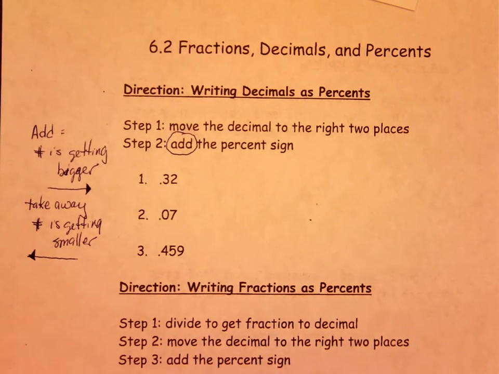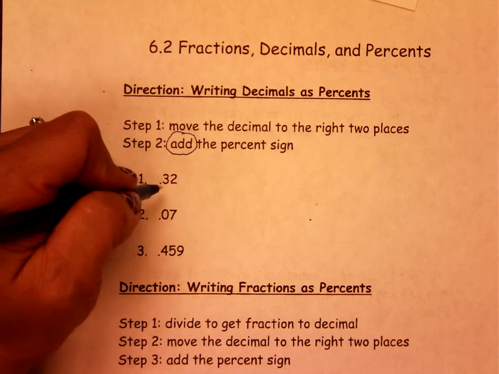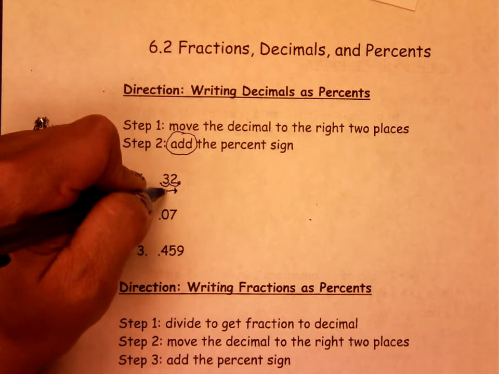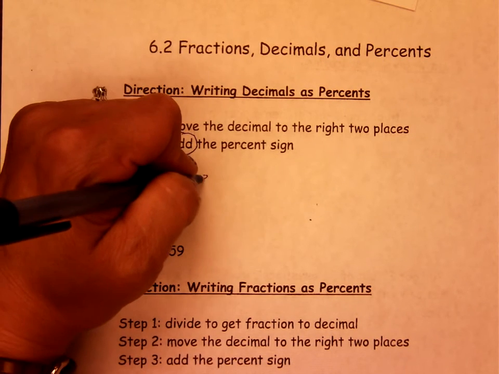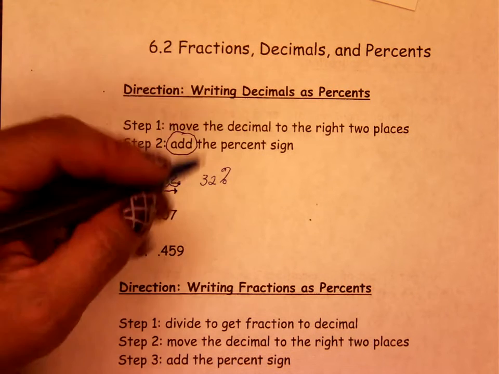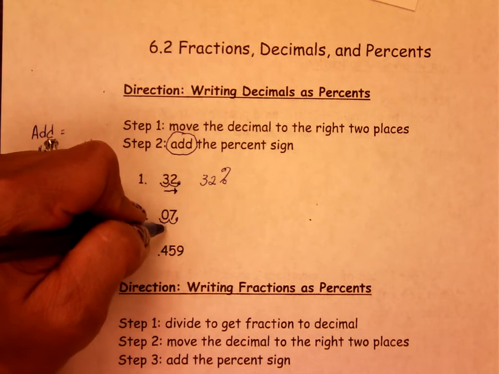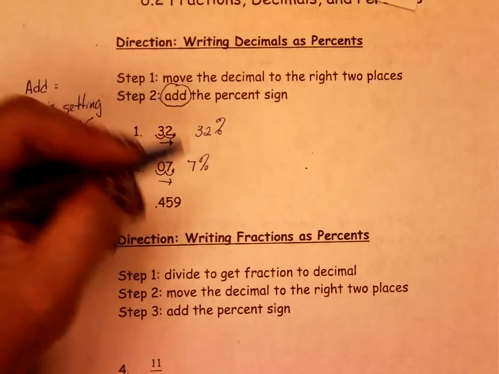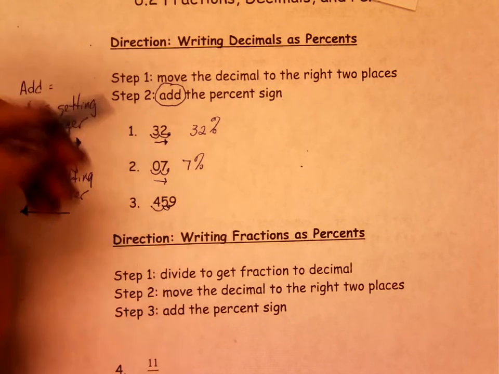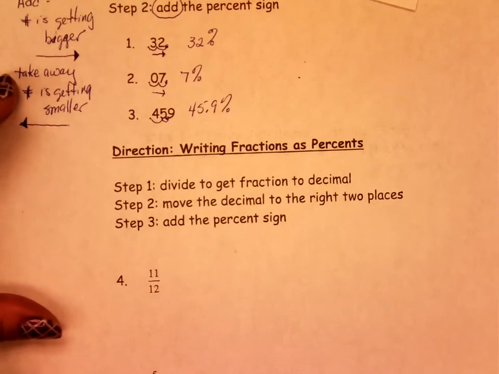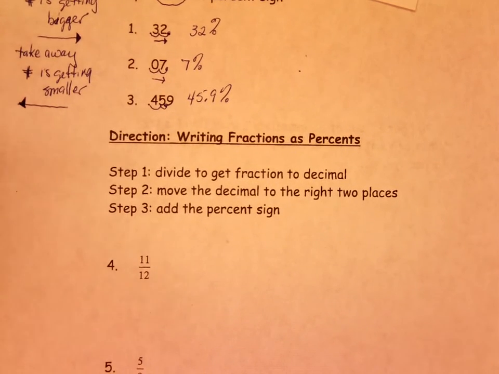So step 1 says to move the decimal 2 places to the right. 1, 2. Make sure you make the arrow which direction you're going, moving decimal, and then you add the percent sign. So it'll be 32%. Go ahead and do 2 and 3 on your own. So you should have moved the decimal 2 places. Make sure you make that arrow. And this is 7%. And number 3, move the decimal over 2 places and you have 45.9%.